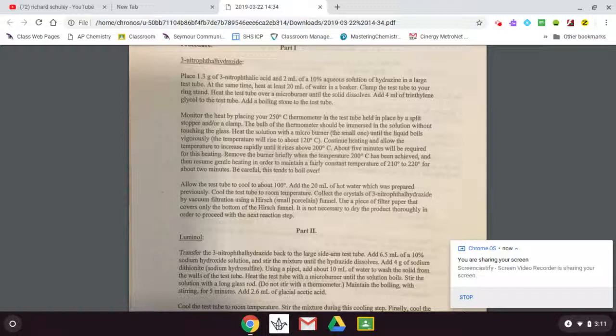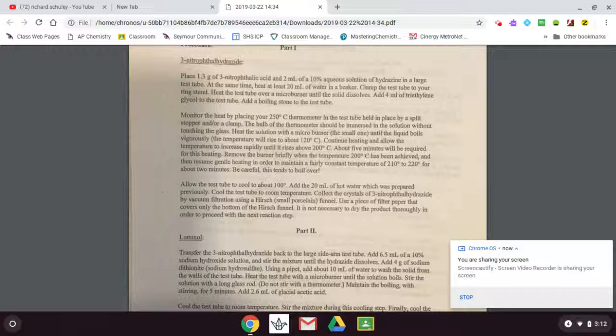Your goal then is to back off your heat. Remove that burner, resume gentle heating. You want to keep it between 210 and 220 for about 2 minutes. And be careful, it can boil over and you can burn it and ruin it, and you'll have to do it again. So allow the test tube to get down to about 100, then add hot water. You want to wait till it gets down to about 100, because if you don't, that water's going to want to just boil right back out on you.